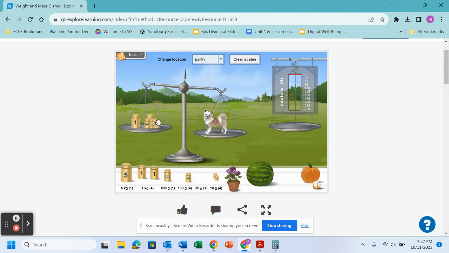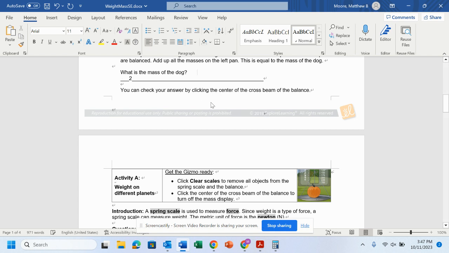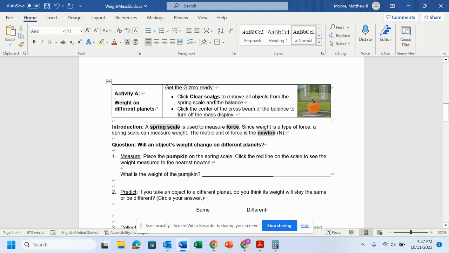And then 2,370. That's exactly right. So the dog weighs, we're going to say, 2,370 grams, or 2.37 kilograms, because remember, 1,000 grams equals 1 kilogram. I said 2,379, I meant to say 2,370, or 2.37 kilograms. Okay. Get the gizmo ready.